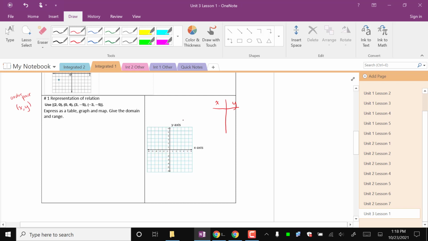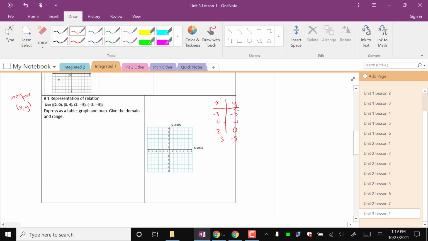So let's start putting them out. So we have, I'm going to put them in order, -3 to -5, 0 goes to 4, 2 goes to 0, and 3 goes to -5. So I put them in order from least X value to greatest X value, but the Y values that are connected to those do not change. They still stay where they are.